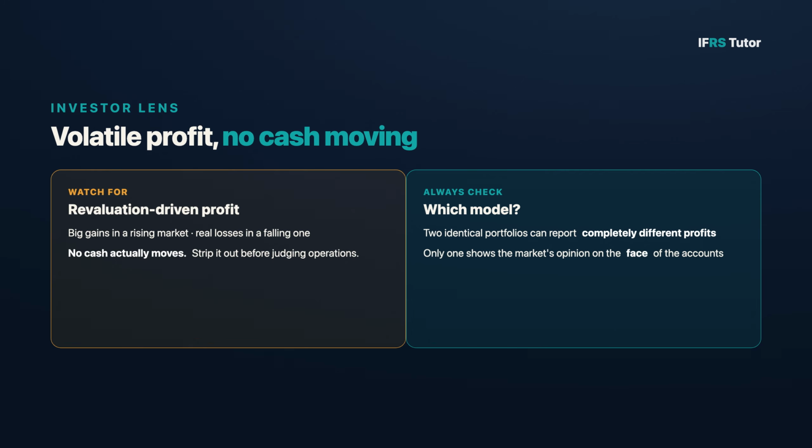What should an investor take from this? Two things. First, a property company on the fair value model will show volatile profits, big gains in a rising market, real losses in a falling one, with no cash actually moving. Strip those revaluations out before you judge operating performance. Second, always check which model is used, because two identical property portfolios can report completely different profits, and only one of them is showing you the market's opinion on the face of the accounts.